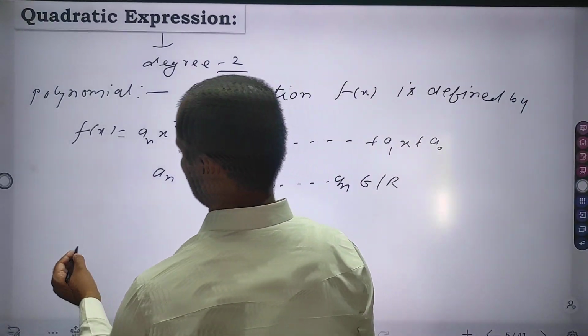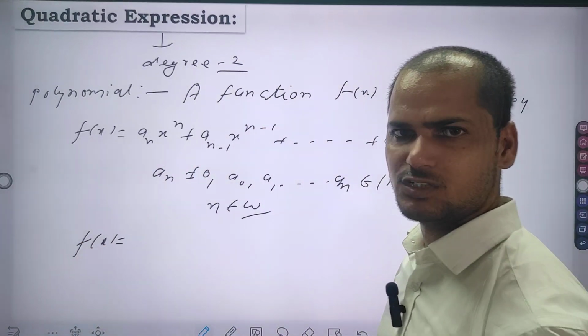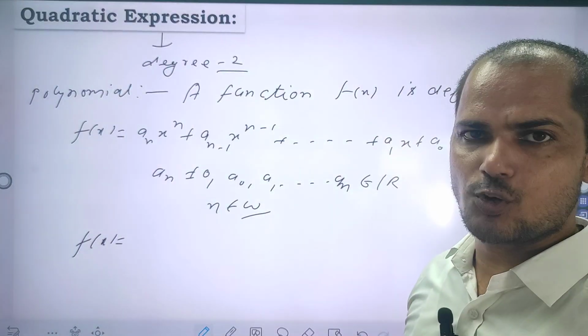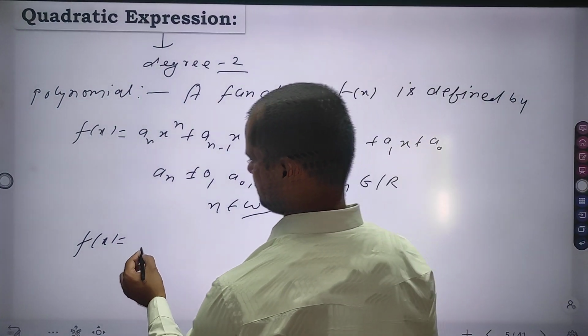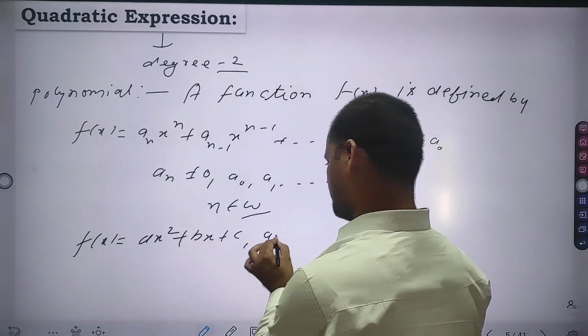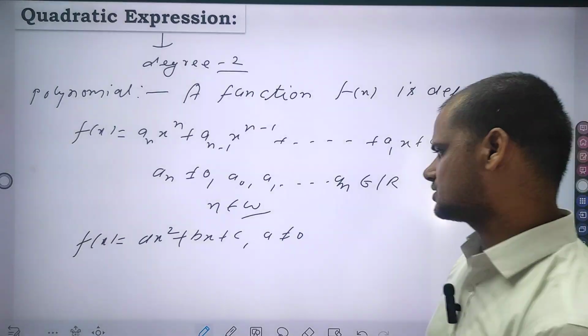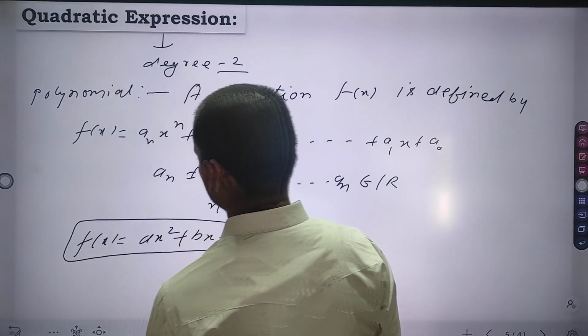And what is the quadratic polynomial? Quadratic polynomial means degree 2. And what is the meaning of degree 2? It means the highest power of x will be 2. So this will be ax square plus bx plus c, where a not equal to 0 and a, b, c are real numbers. This is called a quadratic expression.